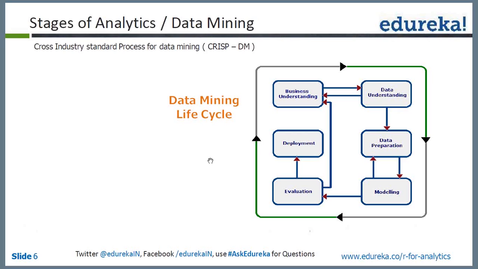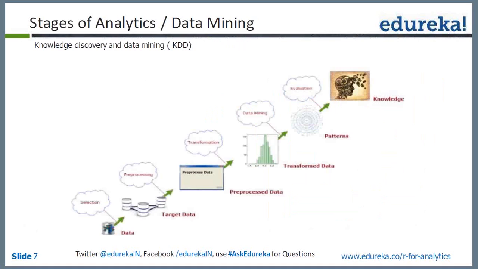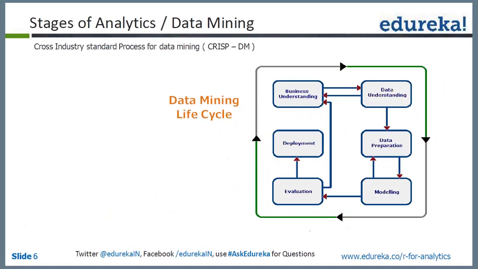Okay, and there are a few models here. CRISP, which stands for cross industry standard process, is one of the models of data mining. There are a few models like CRISP, you have SEMMA, and you also have knowledge discovery and data mining. These models are just like your software lifecycle models, your waterfall and iterative models. In mining also we have the CRISP model.